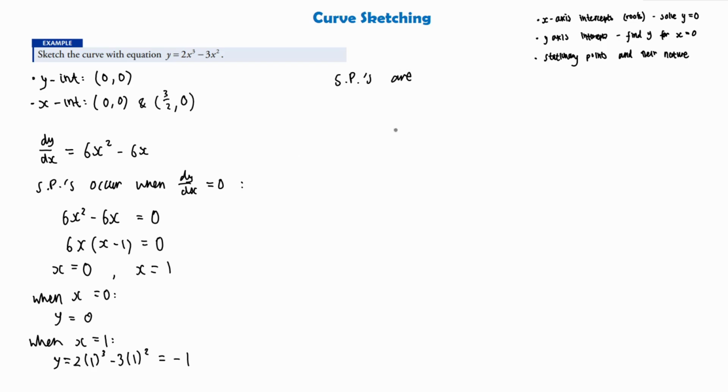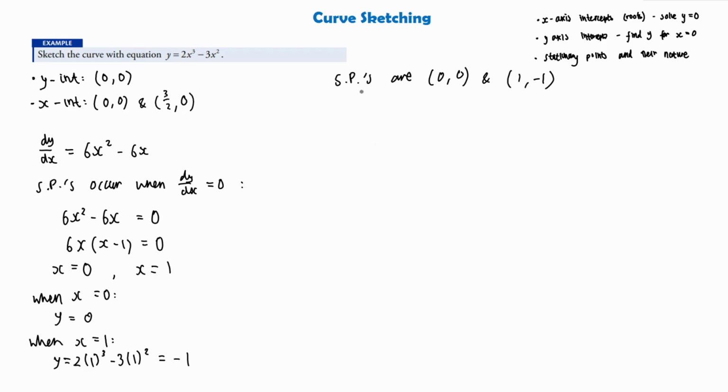So the coordinates of our stationary points are the x coordinate 0 and y coordinate 0. So that's our first stationary point. And if you remember, we said that is also the y-axis intercept and the x-axis intercept. So we know at the origin of our graph, there's going to be some sort of stationary point that will exist there. And we also say our second one was when x is 1, y is minus 1. So (1, -1). So these are our two stationary points.